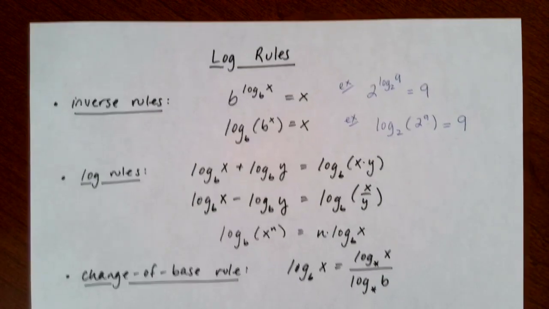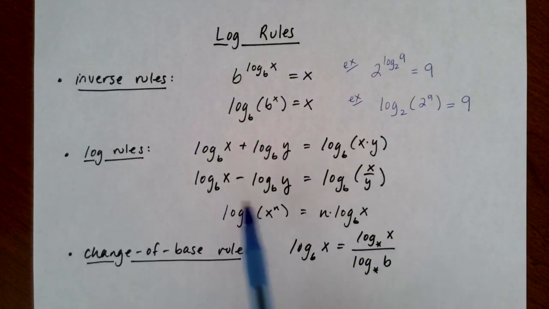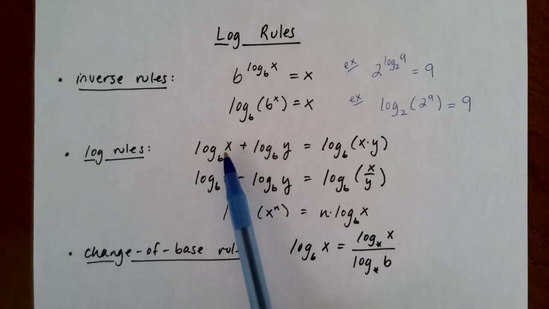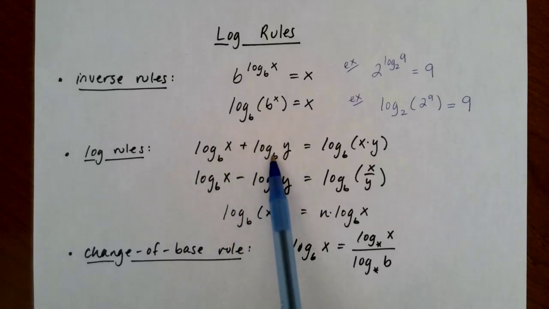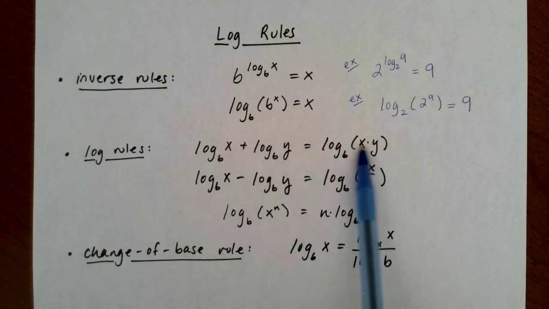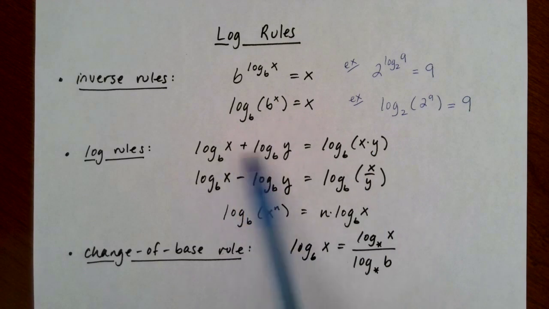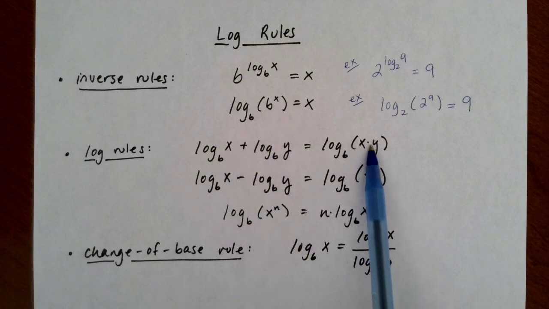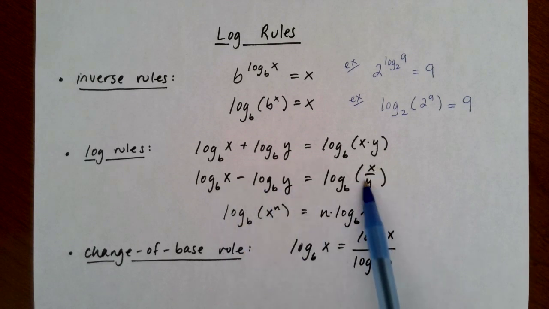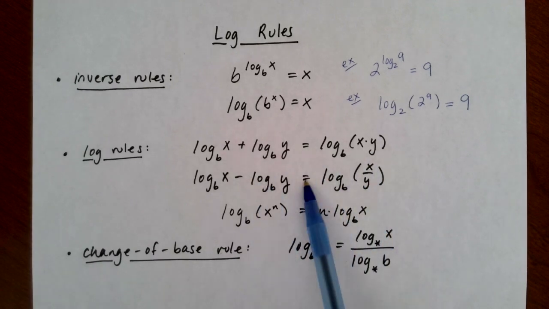Okay, so then after that, we have our three most commonly used log rules. If you have two logarithms with the same base that are added together, you can combine them into a single logarithm where their insides are multiplied. So adding on the outside would be multiplying on the inside. If there is subtraction between them, same thing, but it would be division on the inside. These two rules you can use in either direction.